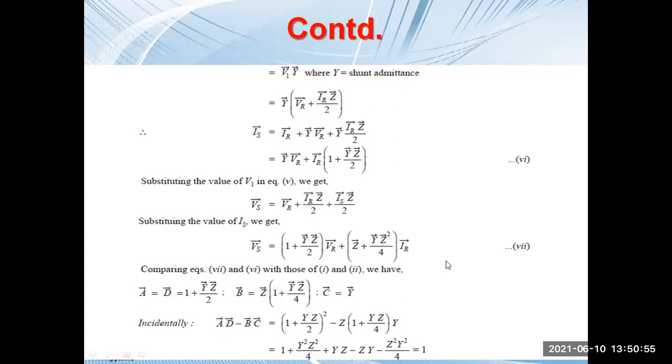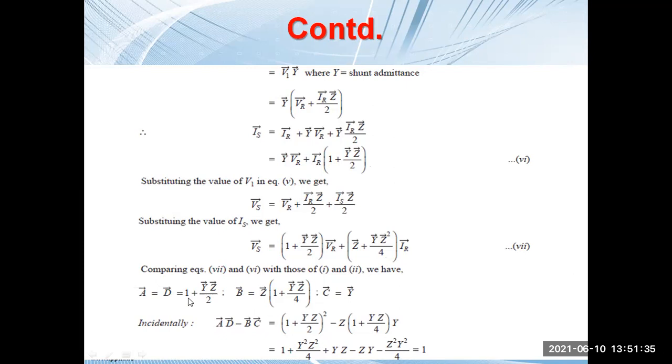Now we have to compare with the standard equation. Standard equation is Vs equal to AVr plus BIr. So A will be 1 plus YZ/2. B will be Z plus YZ square by 4. Okay, I think YZ²/4. This is YZ²/4, not Z square. That will be B. C will be how much? C is your Is. So the standard equation is Is equal to CVr plus DIr. C is Y and D is 1 plus YZ/2. Now again, A equal to D we are getting from this particular derivation.